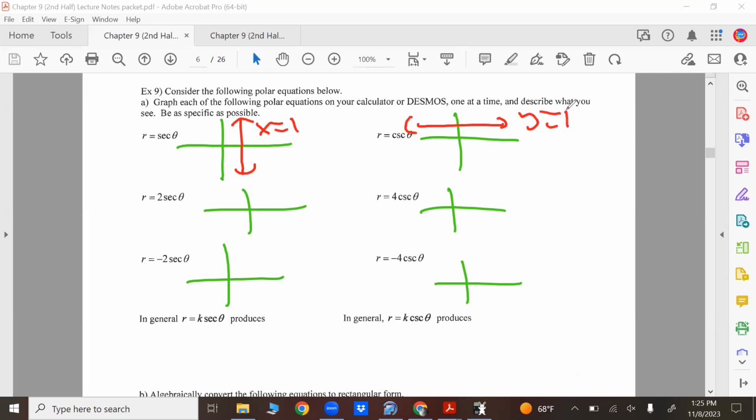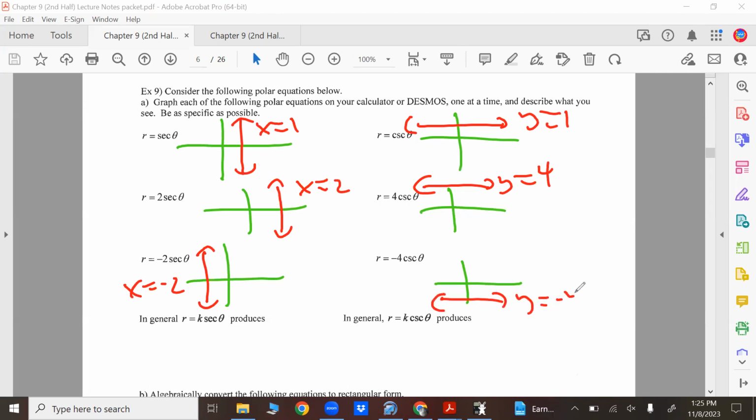So y equals 1. This would be x equals 2. And this would be y equals 4. This would be x equals negative 2. And this would be y equals negative 4. So in general, this will always be x equals k and y equals k.